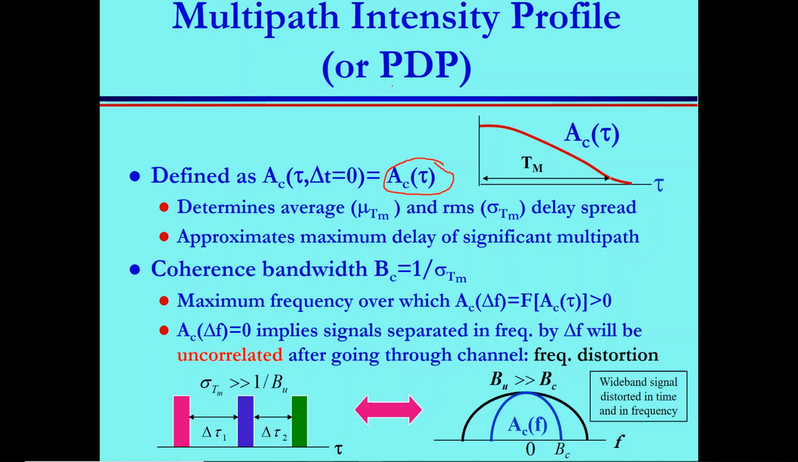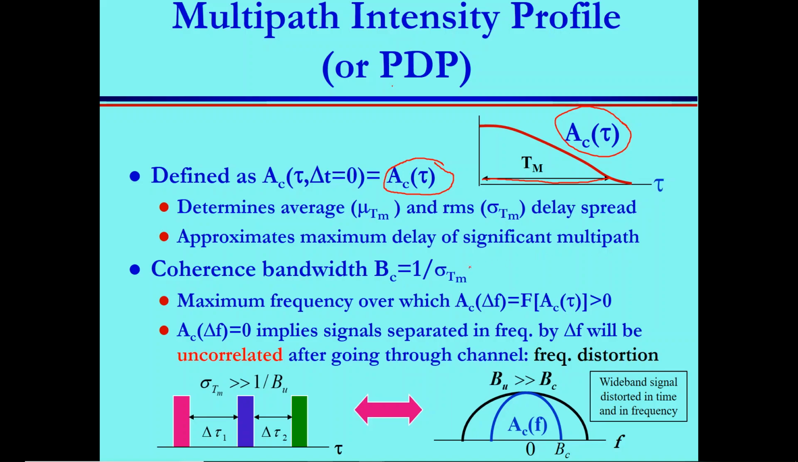This is the RMS delay spread. It's a quantity that shows you the spread in your channel. And this is the function when you draw it for a certain channel. It approximates the maximum delay of significant multipath.